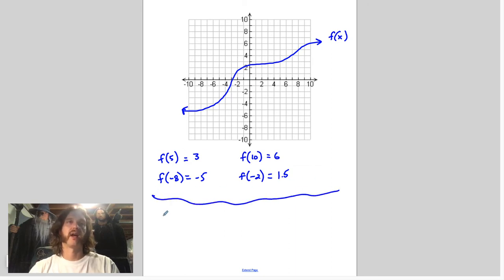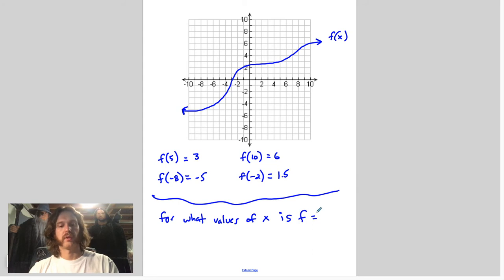You may also see questions that look like, for what values of x is f of x equal to 5? For what values of x is our function equal to 5? Okay, so our function's down at negative 5 climbing up. When does it get to 5 on the y-axis? It gets to 5 at x equals 8.